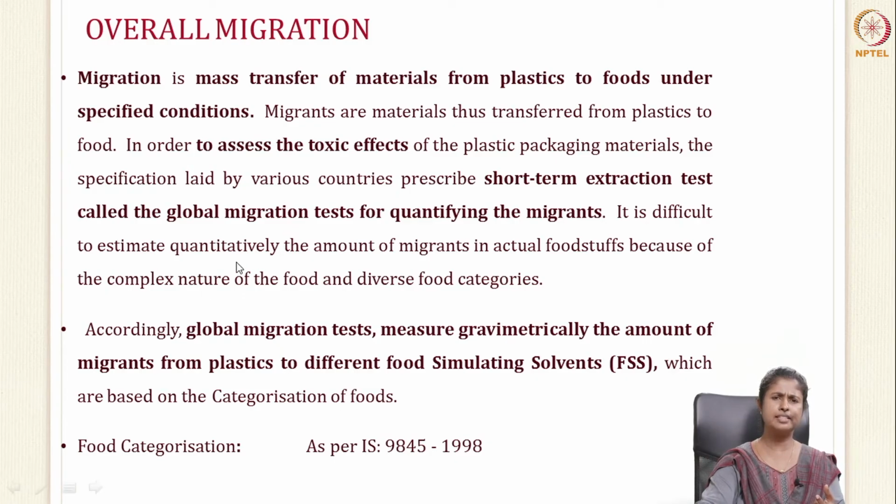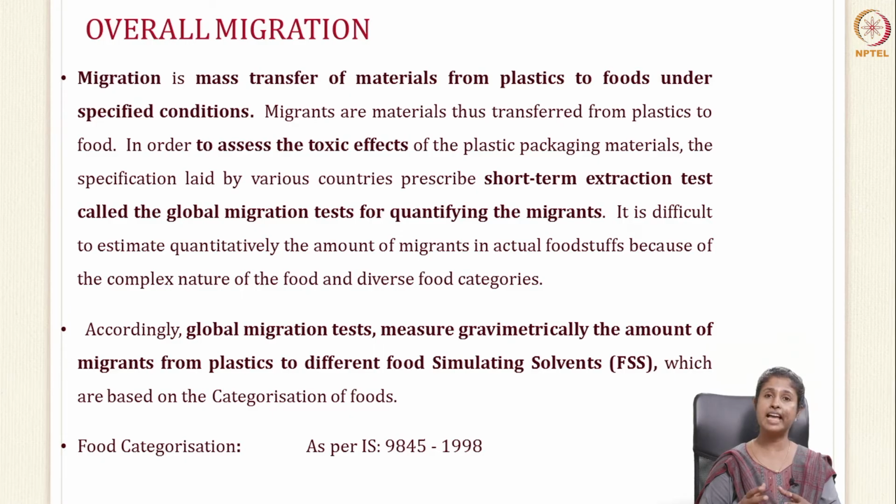It's difficult to estimate and quantify the amount of migrants in actual foodstuff because of the complex nature of the food. You might have all kinds of different components in the food. So generally in the food industry, they usually use food simulants. What are food simulants? These are chemicals which will mimic the actual liquid in which it is placed. For example, if your food has water as its major component, your food simulant is going to be water or very light dilute alcohol.